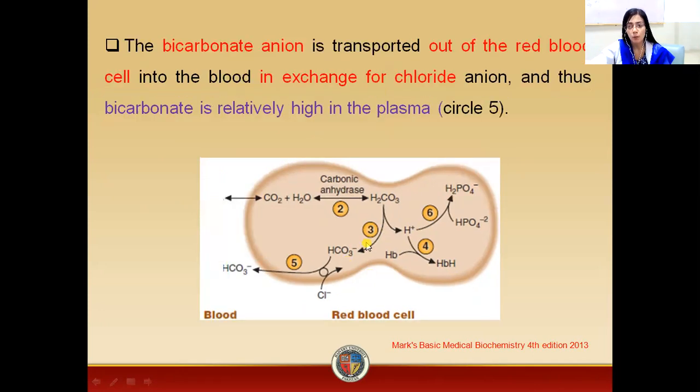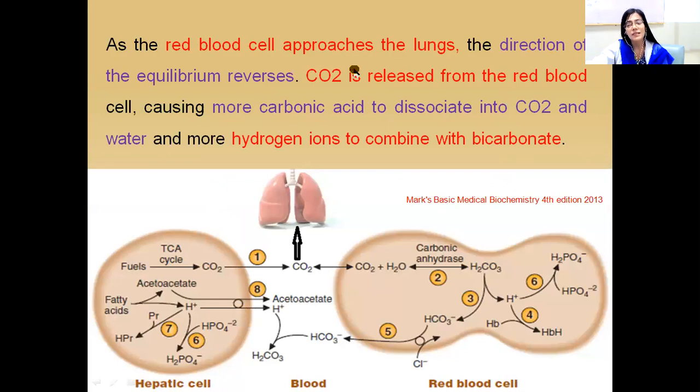Now, this bicarbonate ion will then be transported out of the red blood cell into the plasma or into the blood in exchange for chloride. Whenever there is efflux of HCO3 from the red blood cells, there will be influx of chloride ions, and thus bicarbonate ions are present in a relatively higher amount in plasma as compared to the red blood cell, because our body system is removing these bicarbonate ions from the cells into the blood.